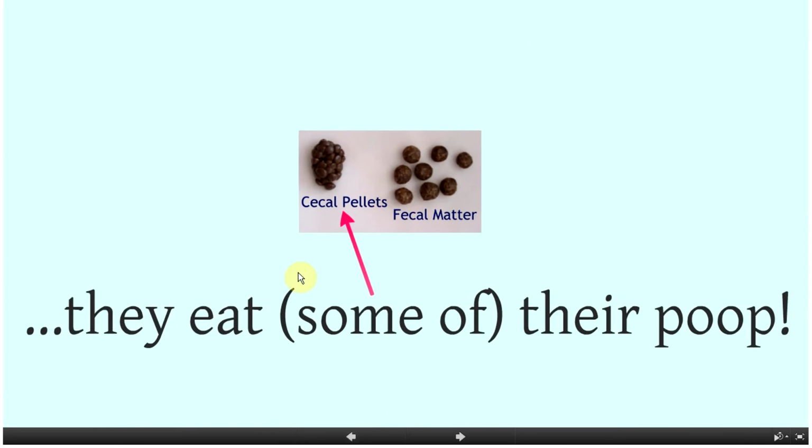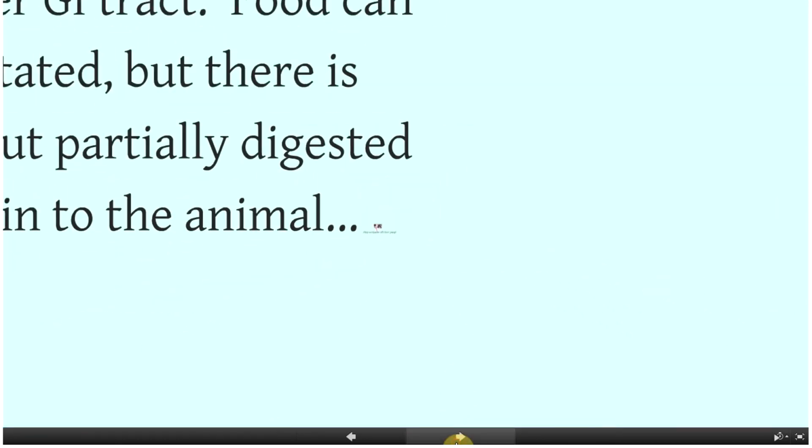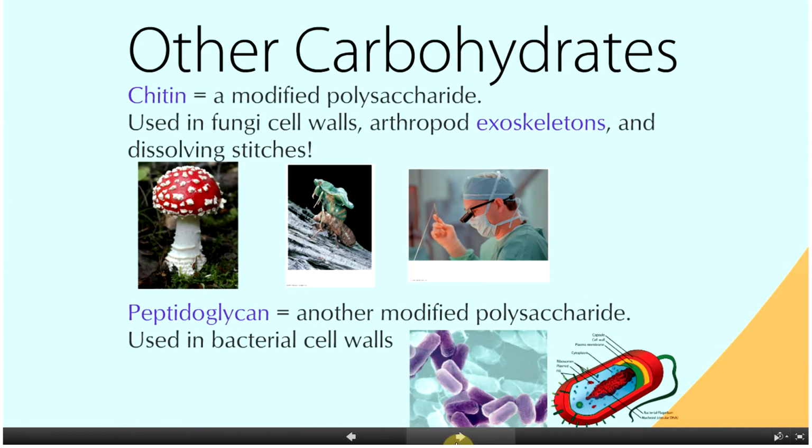This shows you what the cecal pellets, which have only been through the digestive tract once, might look like. And they will re-eat those, and they'll poop out real fecal matter after the second digestion. Nasty.